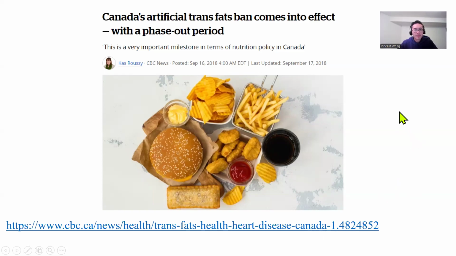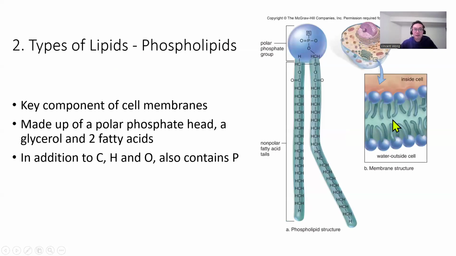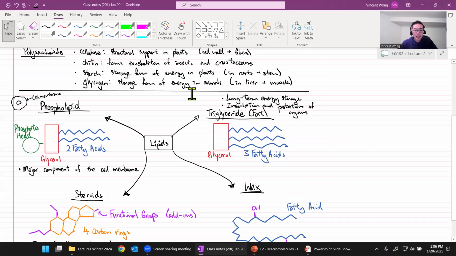All right, that's it for fat, for triglyceride. If you still have the summary with you, that's one down, three to go. Next, we're going to look at phospholipid.